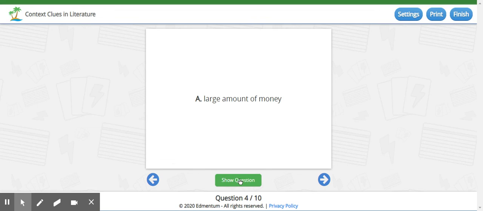A large amount of money. So when you're moving on to your guided practice today, you don't have to write down each sentence. However, I want you to write down the word that you have to define. I want you to tell me the meaning in your own words and give me some context clues that help you define that meaning. Again, you do not have to write down each sentence, but I do want you to write down each word, its definition, and the context clues that help you define that word.